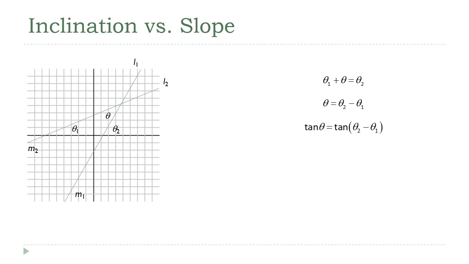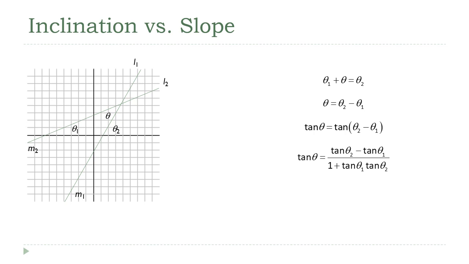Now, take the tangent of both sides. The tangent of our angle is equal to the tangent of the difference of theta 2 and theta 1. Now, I'm going to use the tangent difference formula to turn that right side into this: tangent theta 2 minus tangent theta 1 over 1 plus tangent theta 1 times tangent theta 2. Tangent theta 2 and tangent theta 1 are the tangents of the angles of inclination of our two lines. Those are just the slopes, right? That's how we define a slope.